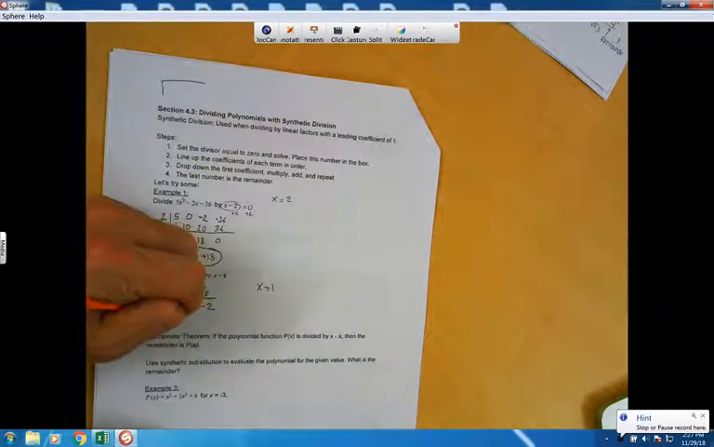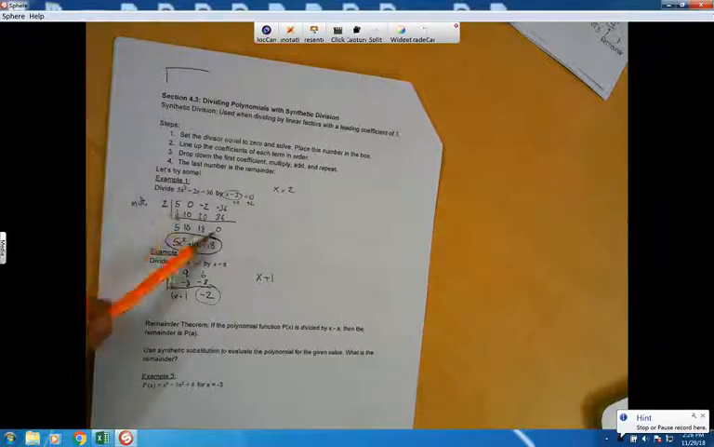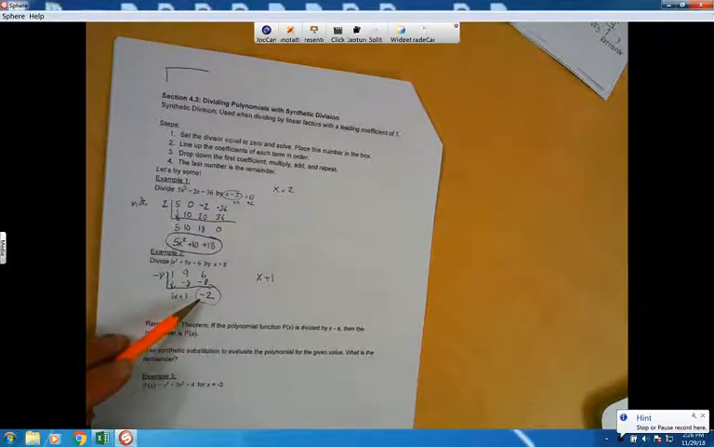But wait, there's also this negative 2 here. You remember that when we were doing long division yesterday, sometimes there are remainders left over. This would be an example of one with a remainder. So in the last problem, the last thing was a 0. That means there's no remainder. If there is a non-zero number right here, that means there is a remainder.